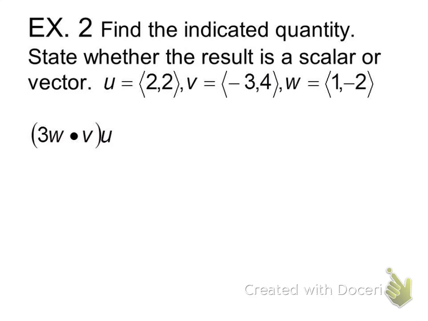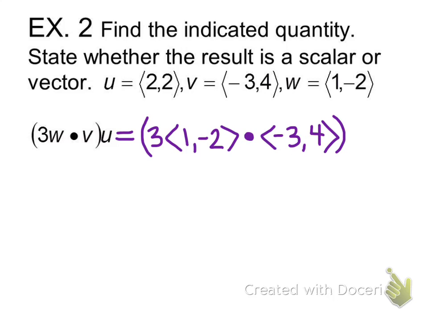Number 2 says to find the indicated quantity and state whether the result is a scalar or a vector. So after we do this expression and fill in the vectors, they want us to just state what our answer is. Is it a number or is it a vector? So let's plug our vectors in. We're going to do parenthesis 3 times vector w, which is 1, negative 2, dotted with vector v, which is negative 3, 4, close parenthesis, times vector u, 2, 2.